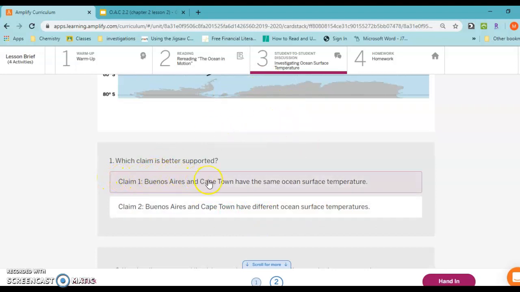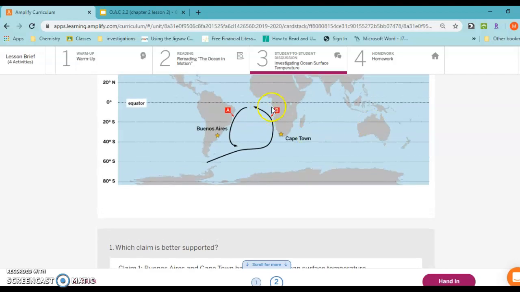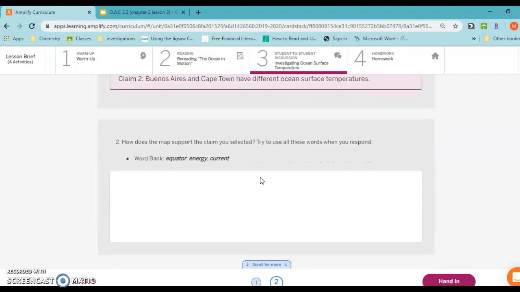Claim 1, Buenos Aires and Cape Town had the same ocean surface temperature. Nope. We should all be choosing claim 2, Buenos Aires and Cape Town had different surface temperatures. Right? We expect them to have different surface temperatures. I want you guys to explain using the words equator, energy, and current, right, how the map supports this claim.